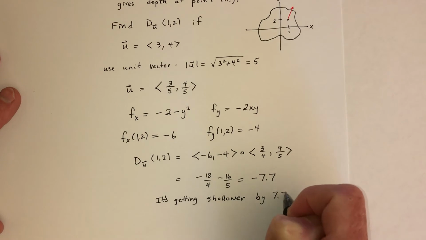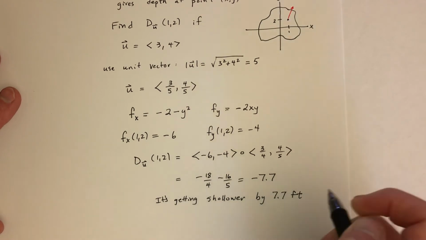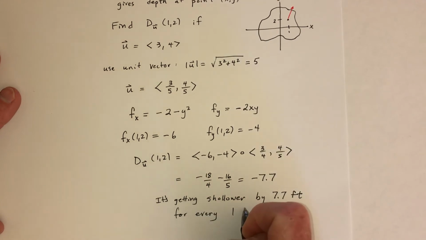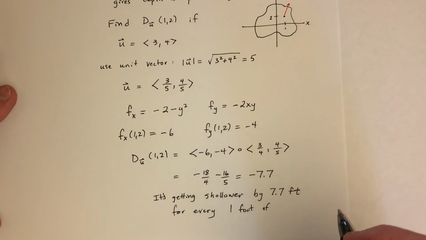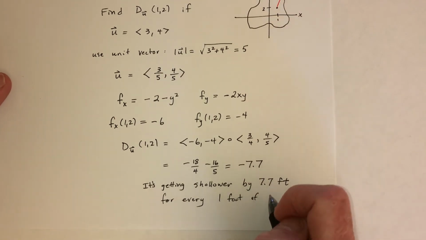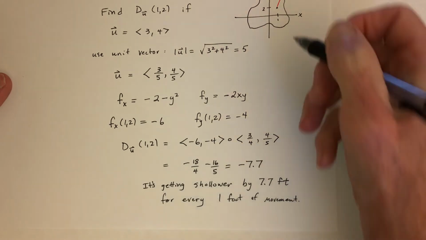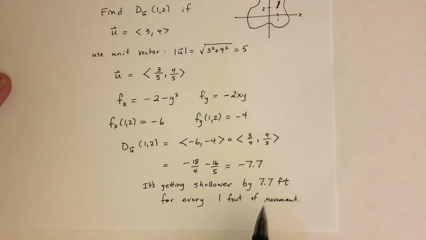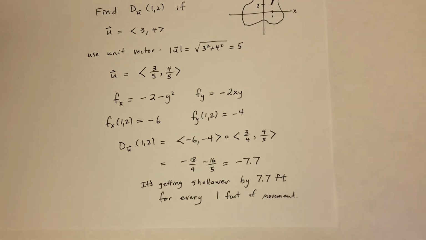By 7.7 feet for every 1 foot. And I don't know if they're swimming or they're in a boat, so I'll just say 1 foot of movement. So as they move 1 foot, then the lake just got shallower by 7.7 feet. So that's one example.